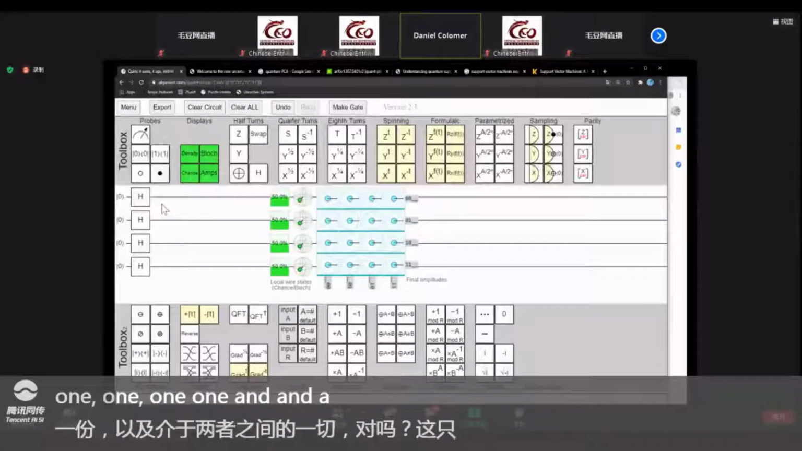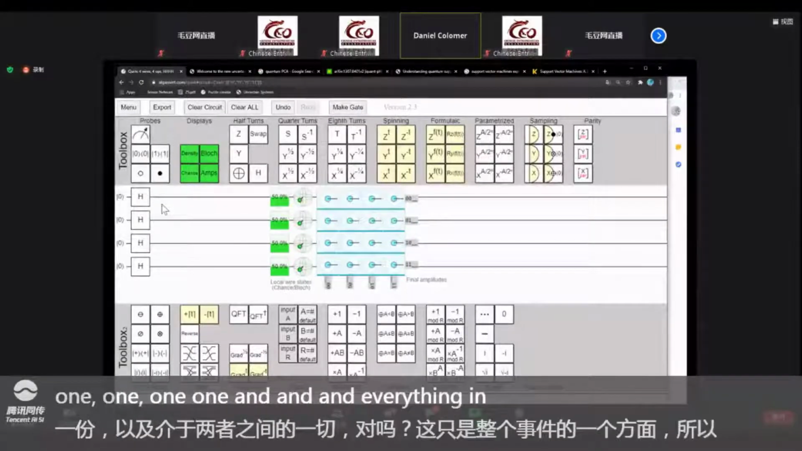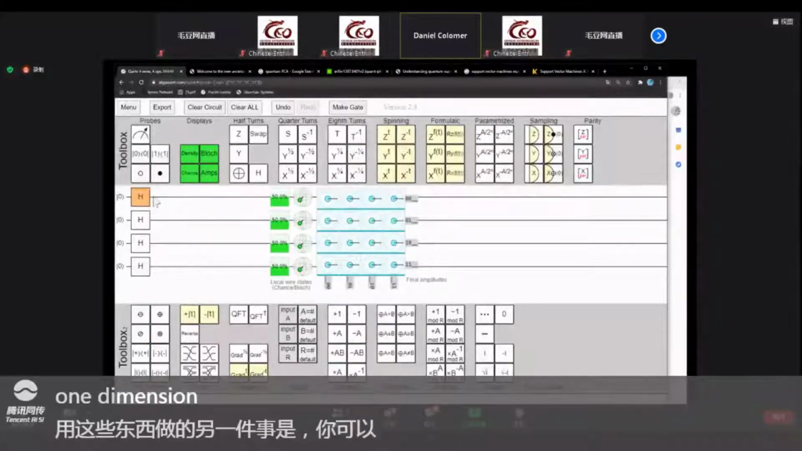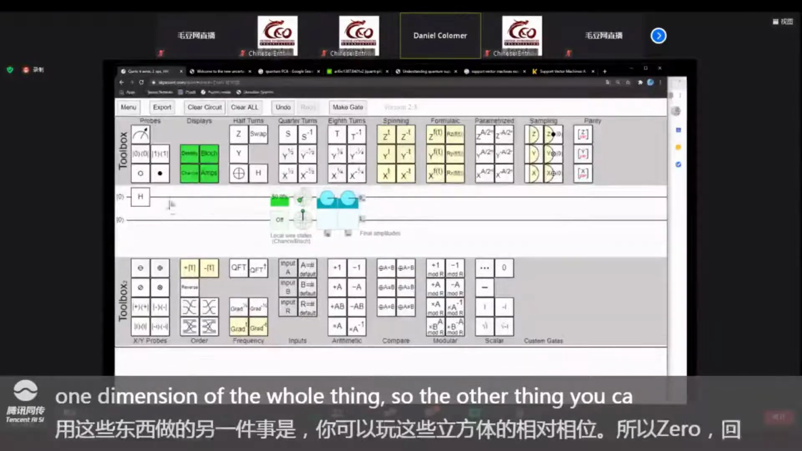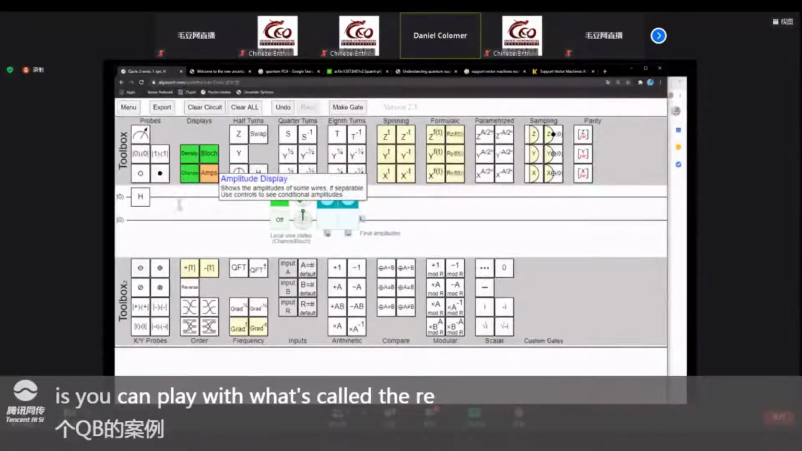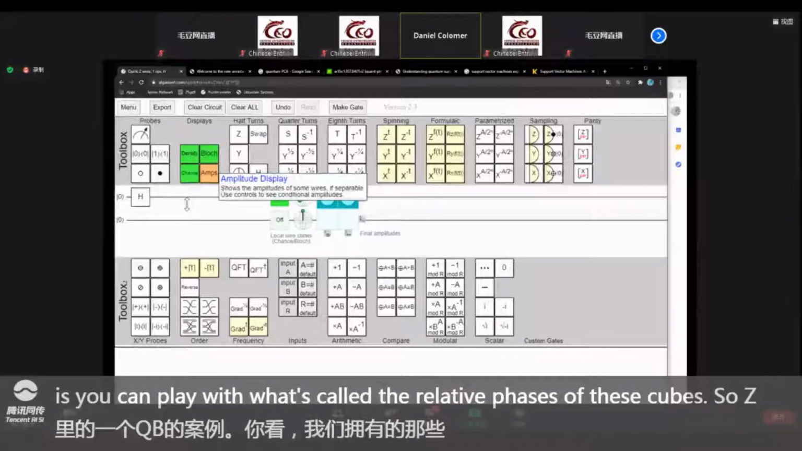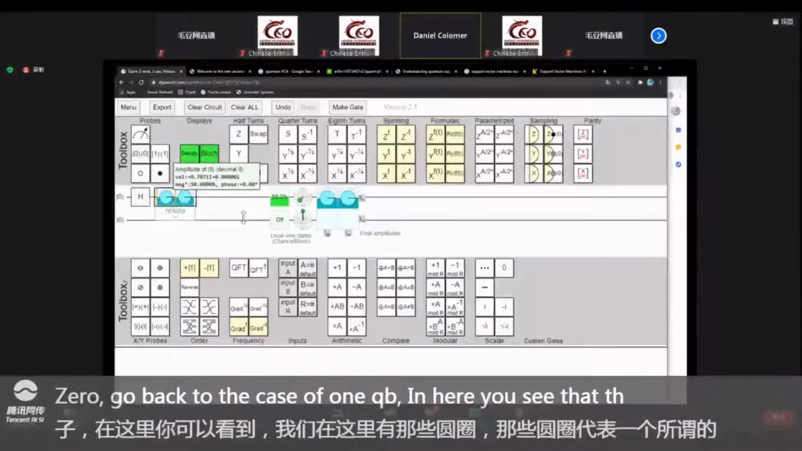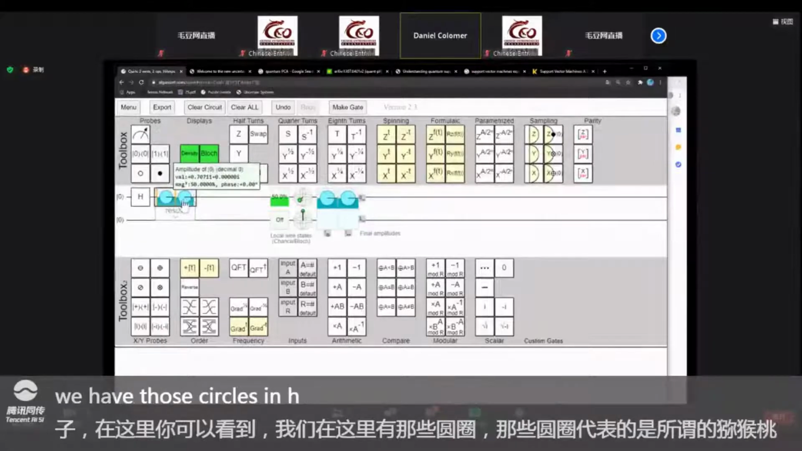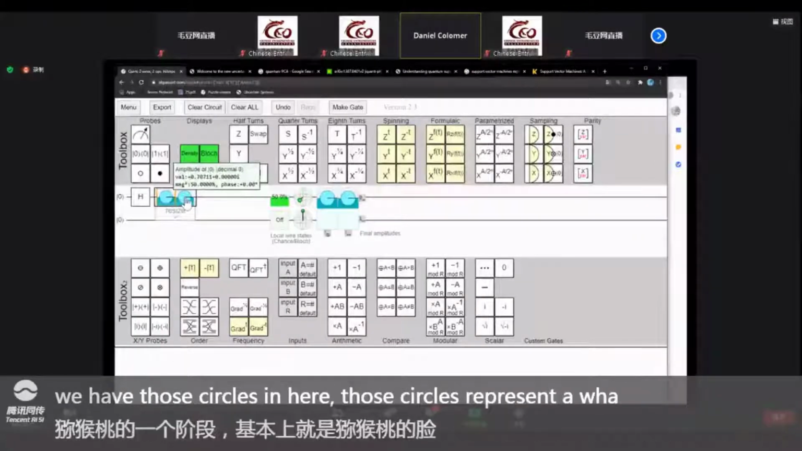So the other thing you can do with these is play with what's called the relative phases of these qubits. We'll go back to the case of 1 qubit. In here, you see that we have those circles. Those circles represent what's called the phase of a qubit, or the phase of that particular amplitude.